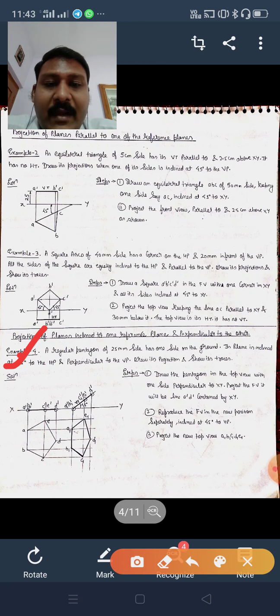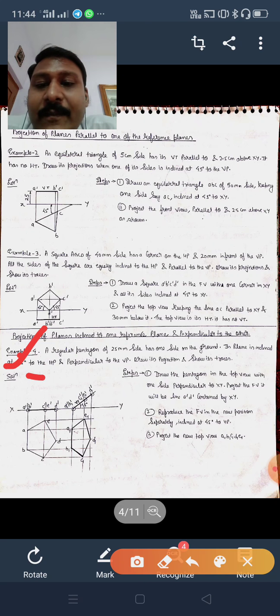Now, moving further in the question, it is written that its plane is inclined at 45 degree to the HP and perpendicular to the VP. The perpendicular part is of no use, because if the plane is inclined to one plane, then definitely it will be perpendicular to the other plane. You do not bother about this. You have to bother about the inclination of the plane, and here it is inclined 45 degree to HP.